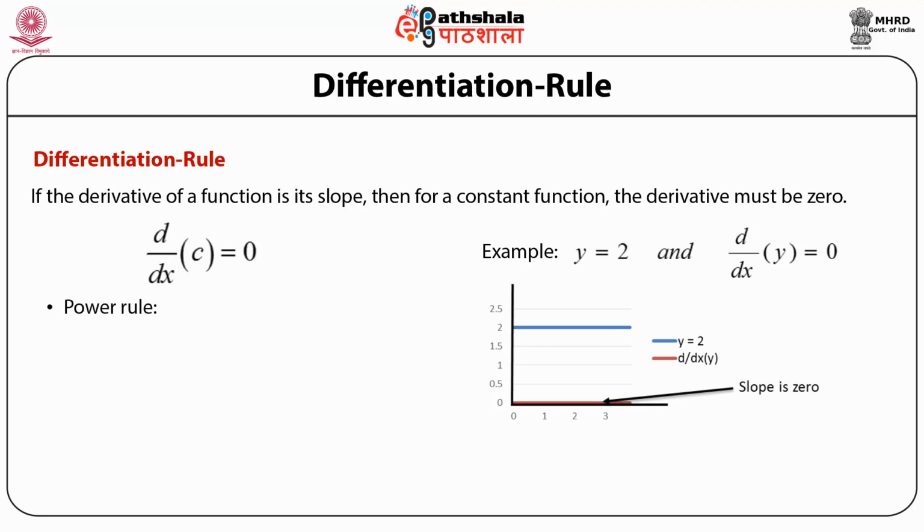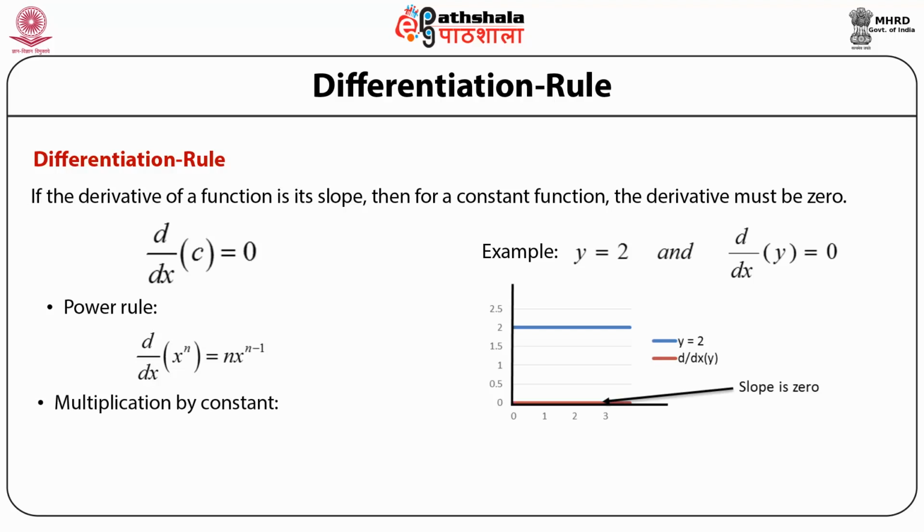Another is the power rule. The power rule is a very important rule. If you are doing the derivative of the nth power of something, then it is simply written as n times x to the power n minus 1, x being the variable, not a constant.